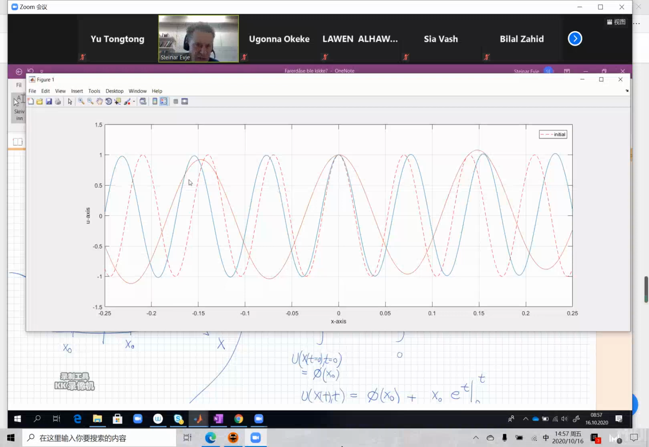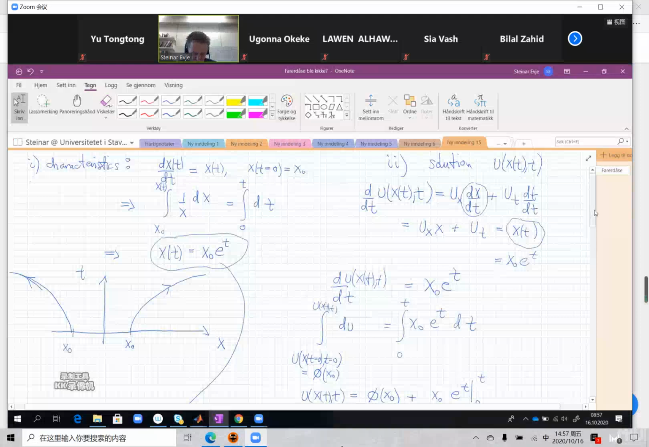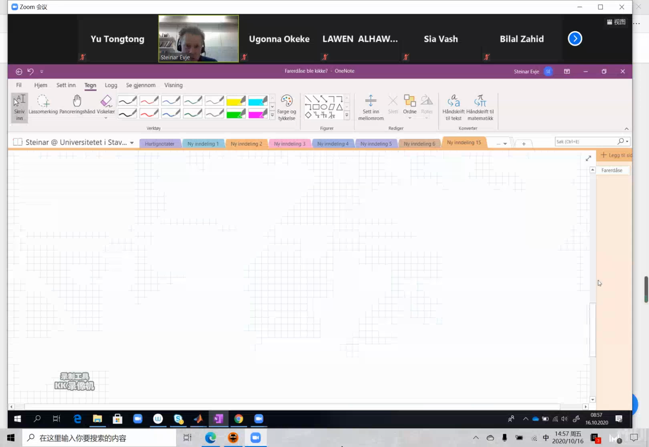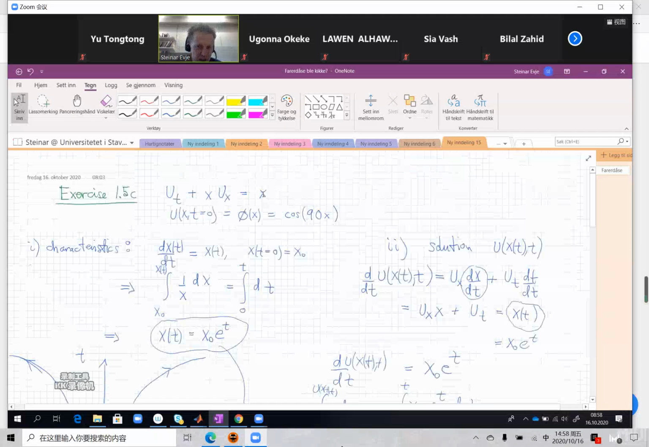And when we look on the left-hand side, we see that there is a lower value, and that can be understood as a consequence of the fact that if we look at the source term, it involves x, which means that for positive x, we add something. For negative x, we have a negative sign, so it removes something.